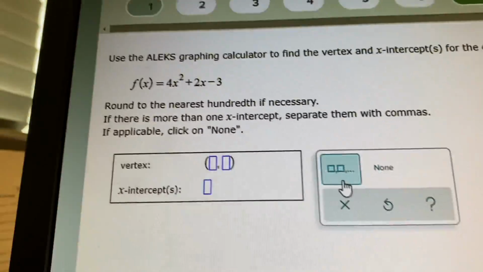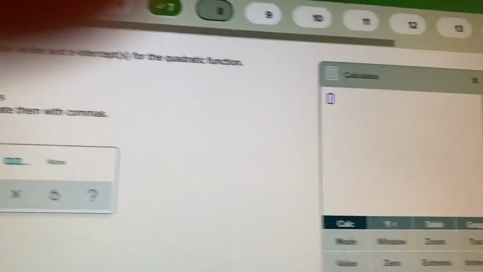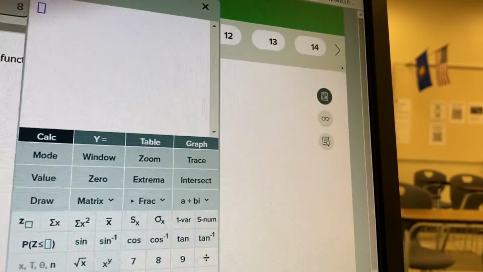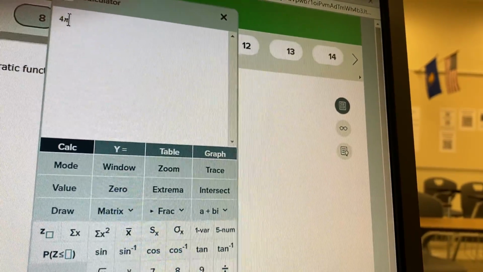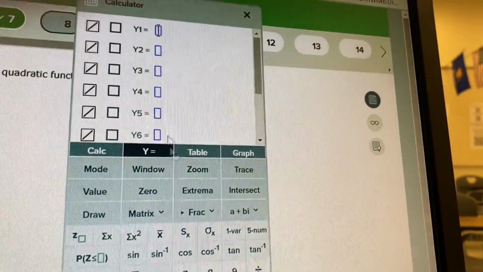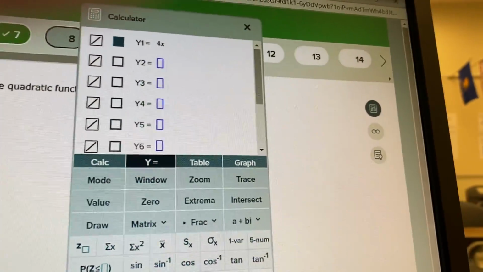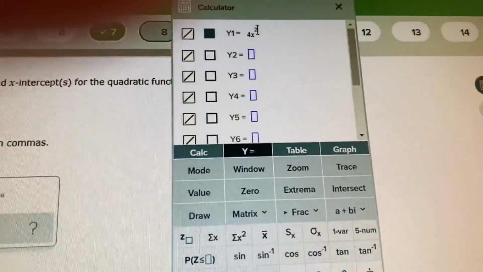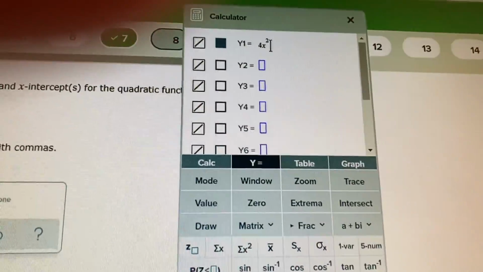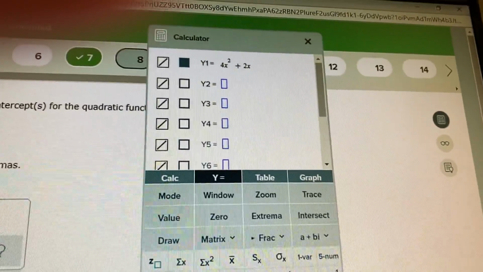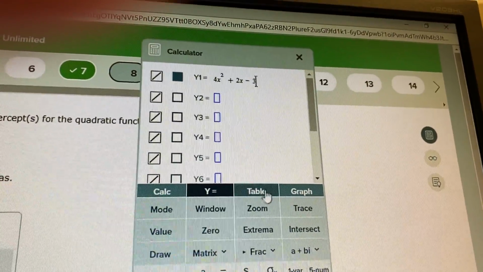Let's try to do this one a little bit faster. Okay, so I'm going to graph it. So go to the calculator, type it in. Let me move my calculator up. Oh wait, wrong thing. You have to go to your y equals screen. 4x squared, remember to get out of the exponent, plus 2x minus 3. All right, so graph it.